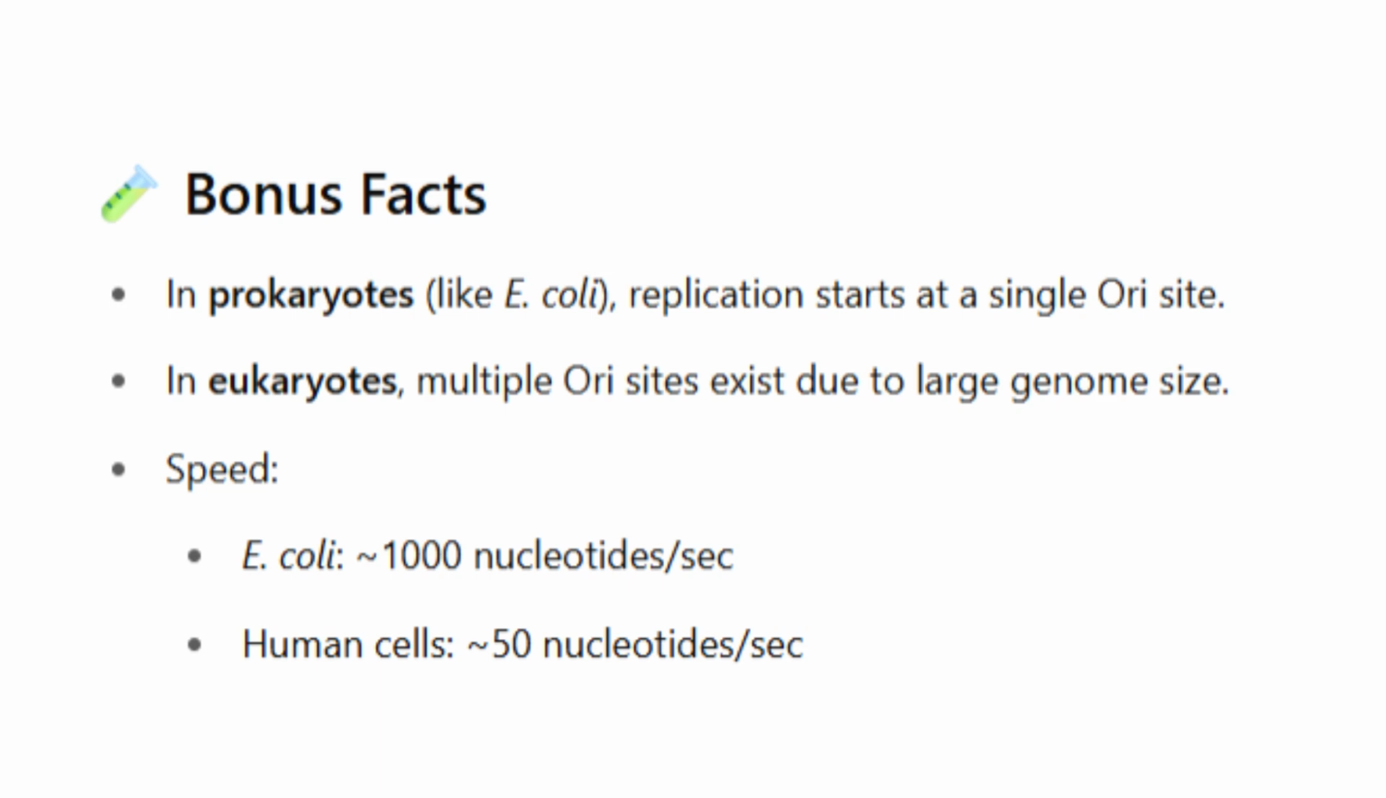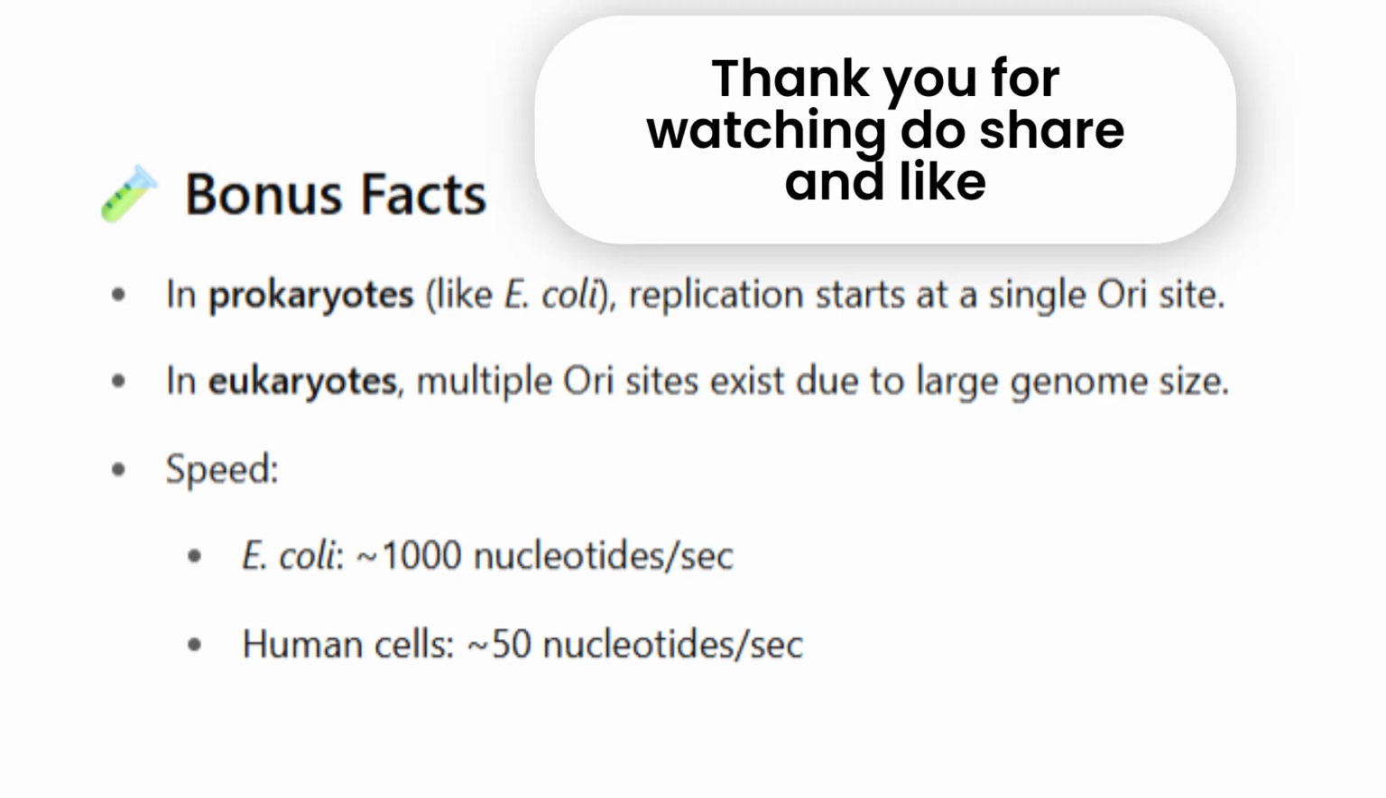Bonus facts. In prokaryotes like E. coli, replication starts at a single ori site. In eukaryotes, multiple ori sites exist due to large genome size. Speed: E. coli, 1000 nucleotides per second. Human cells, 50 nucleotides per second.